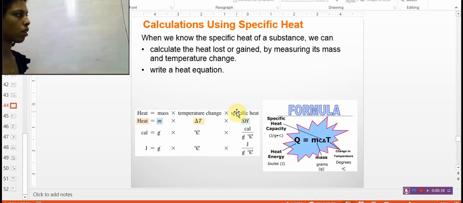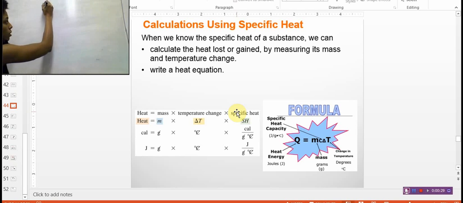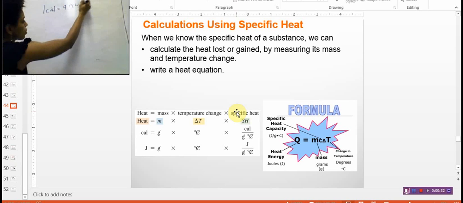I want to go over how you calculate how many joules are in 1 kilocalorie. So remember I said that we have 1 calorie is equal to 4.184 joules.